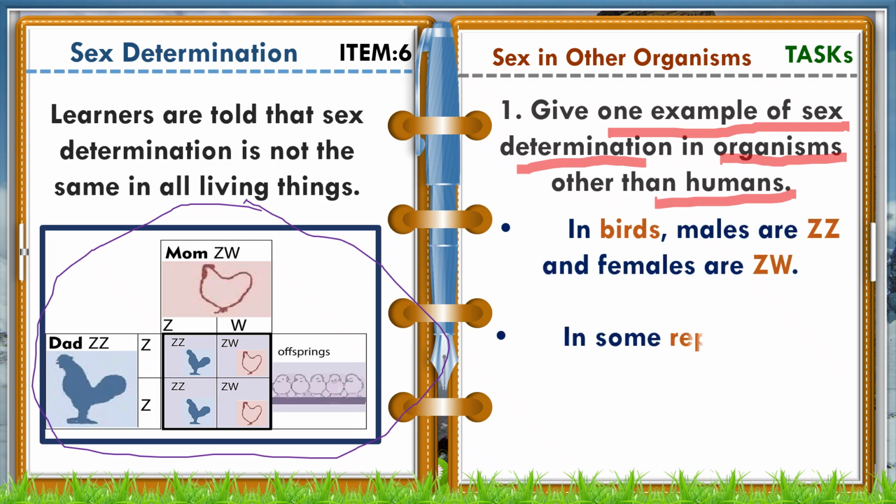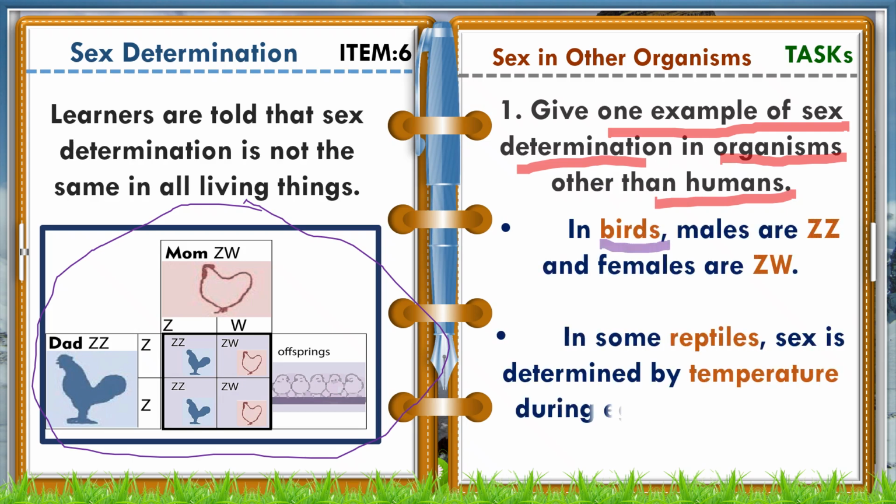So we say in birds, the males are ZZ, and the females are ZW, like the way we have specified it here. The males are ZZ and the females are ZW, which is different from that of humans.